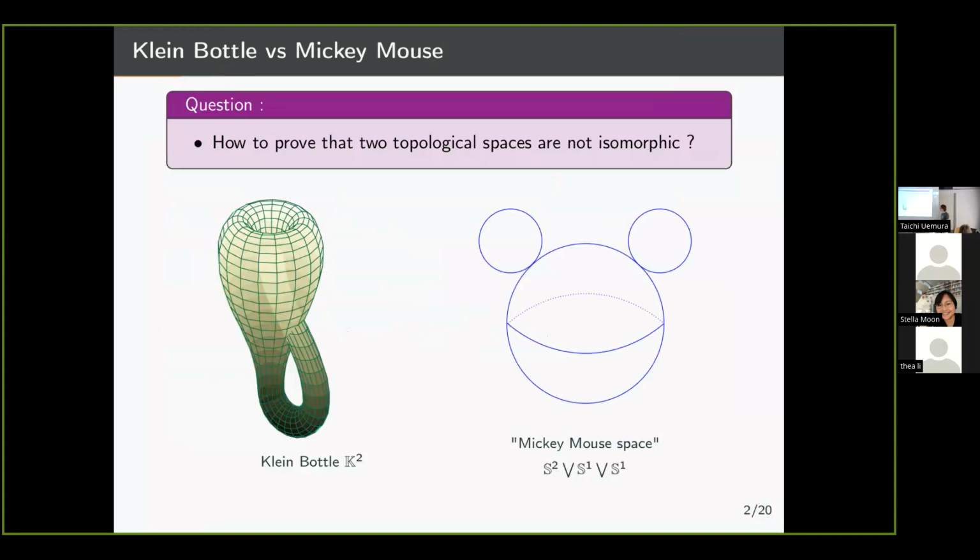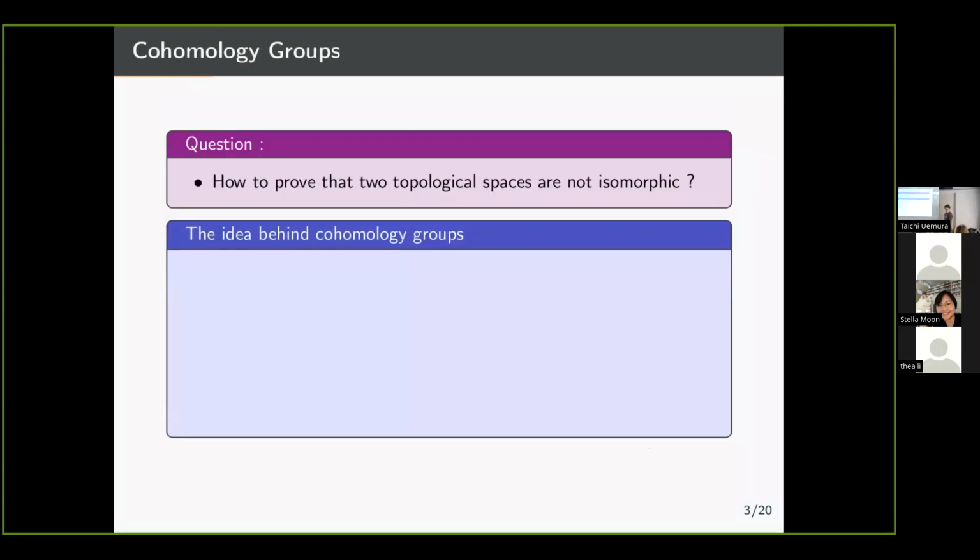Well, a basic question that we can have is how can we tell two topological spaces apart? And if, for instance, you look at the Mickey Mouse space and the plane bottle, you can kind of see intuitively that they're not isomorphic, and still you will have a hard time finding a precise mathematical reason why. And that's why cohomology groups were invented.